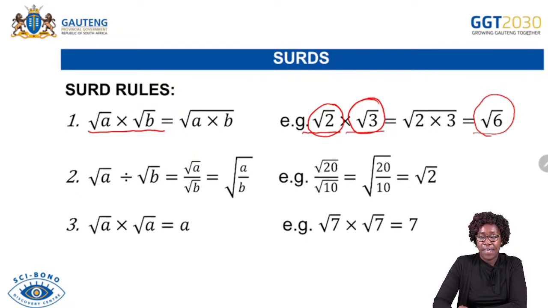Right. The second one, if we are dividing two surds, we are looking at the square root of a divided by the square root of b.